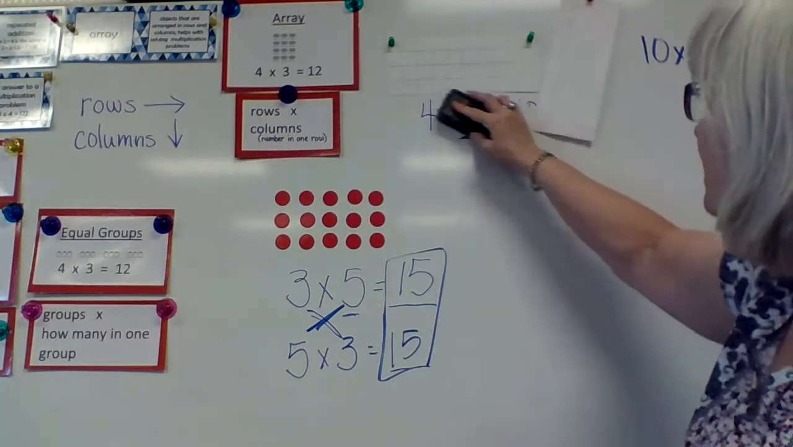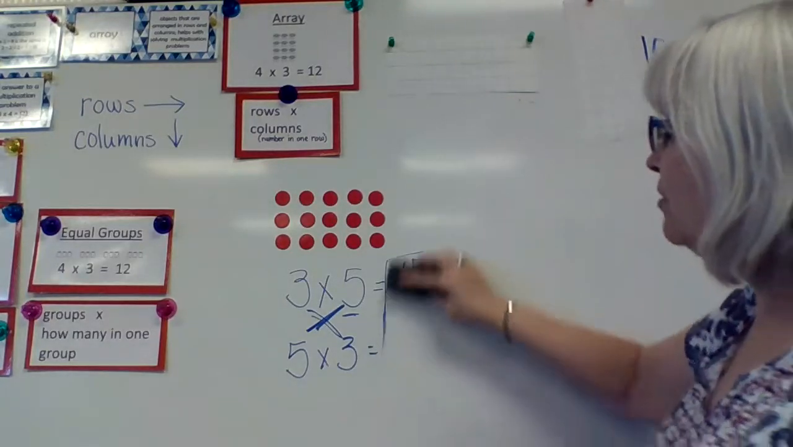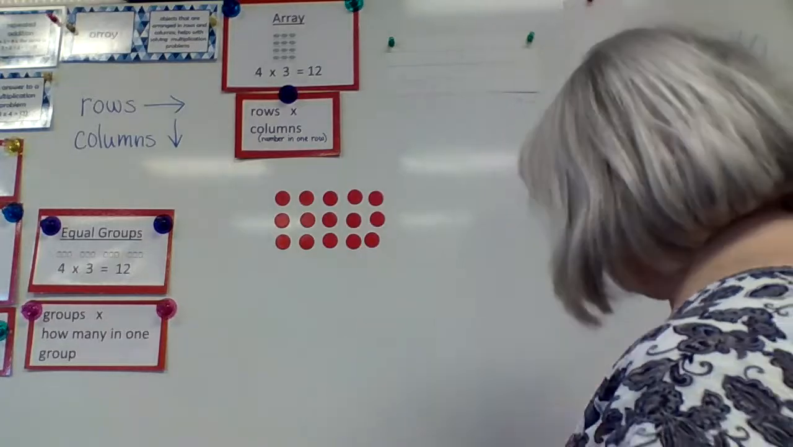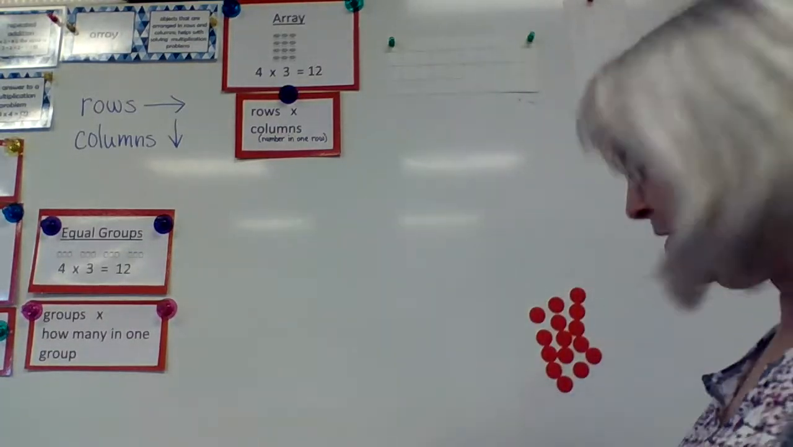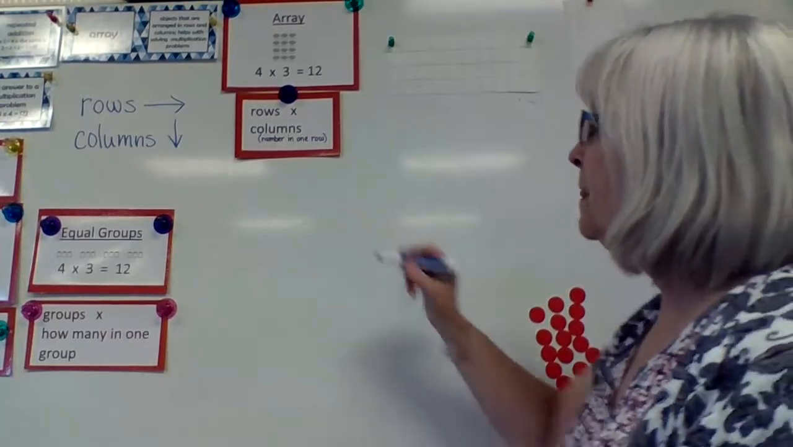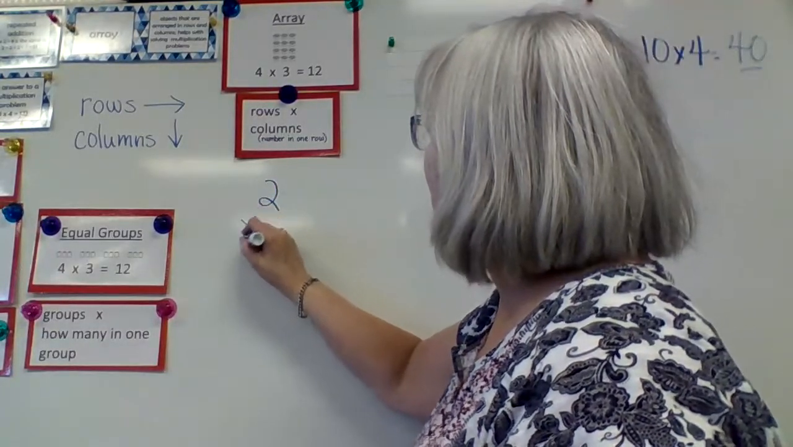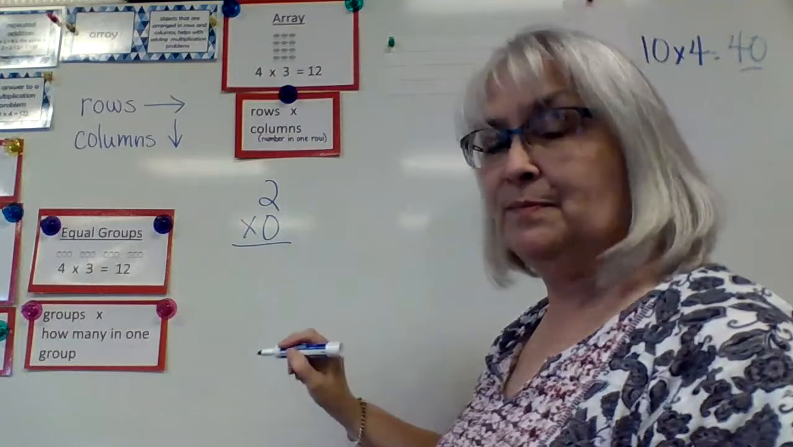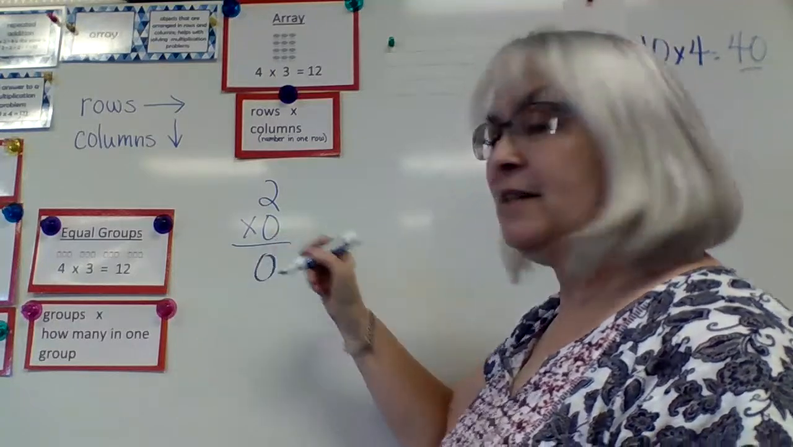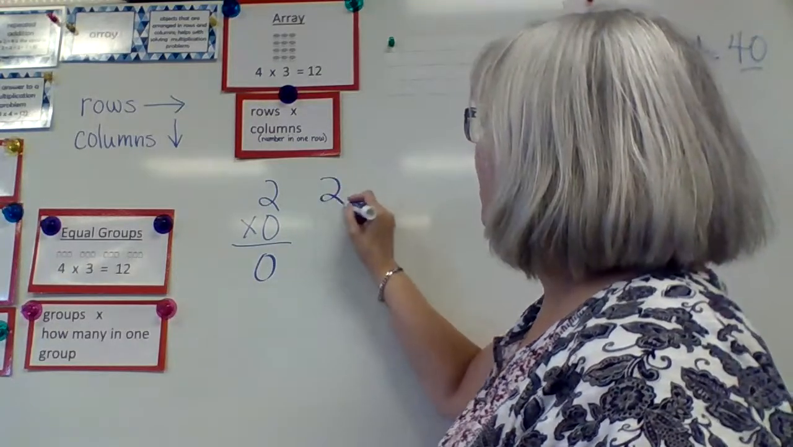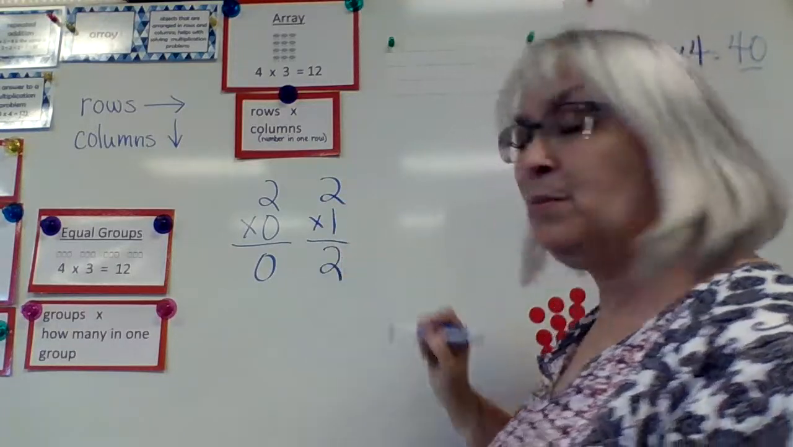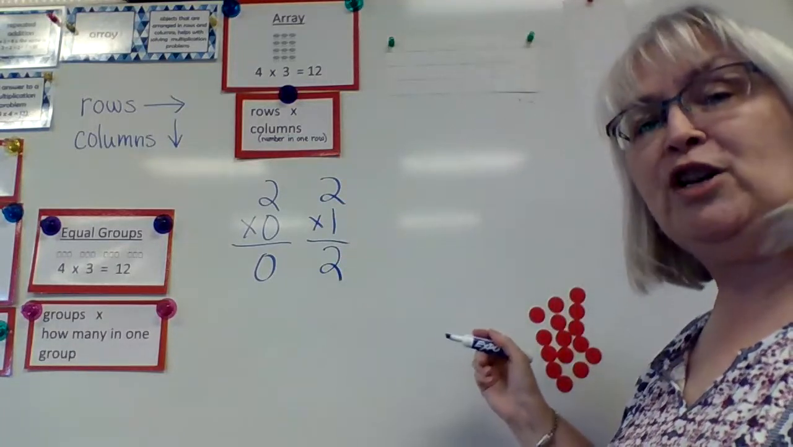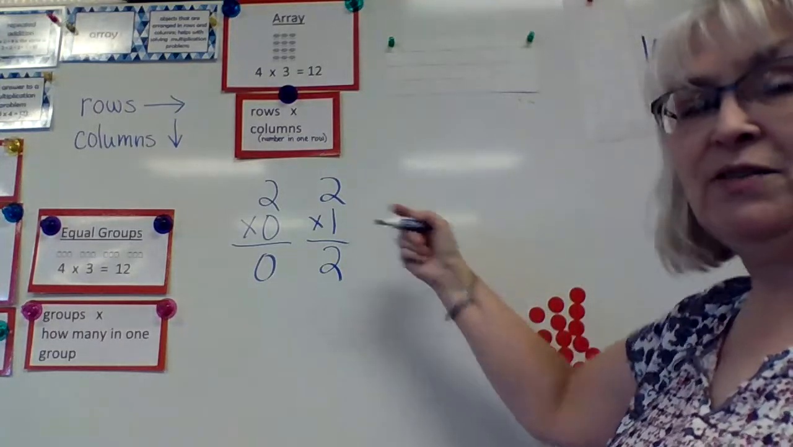Let me erase this, and let's talk about multiplication facts, times 2. I think I'll just use these counters. The thing about times 2 is we learned last week what 2 times 0 is. Anything times 0 is 0. We also learned 2 times 1. If it's times 1, it's the other number. So boys and girls, you already know 2 multiplication facts.